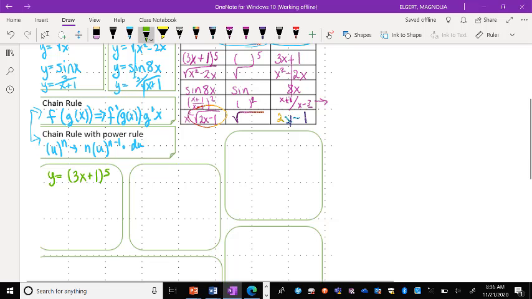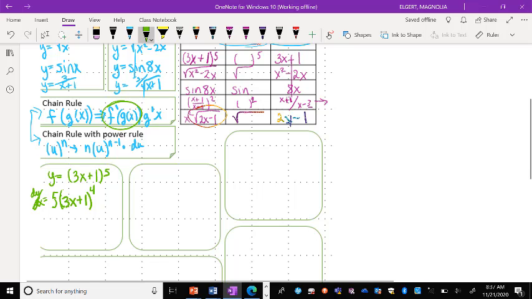So I do the outside function, which is the 5th power. So the derivative of y with respect to x is going to be 5. So that 5 comes in front. I keep the inside, 3x plus 1. And I do my power rule. So that 5 comes in front, so the derivative of that then makes that 4. So that's the first part. I did this part right here.